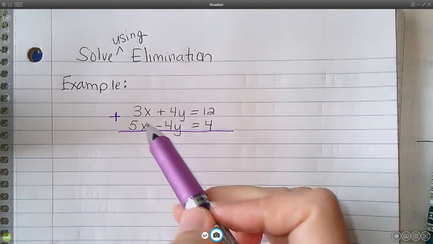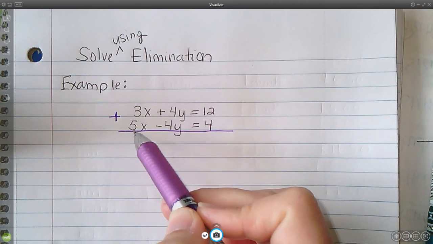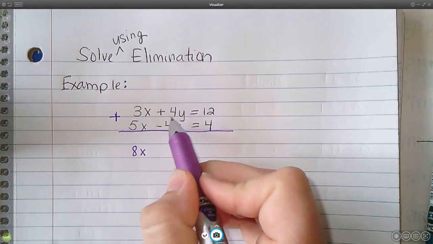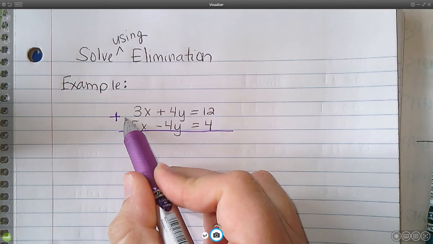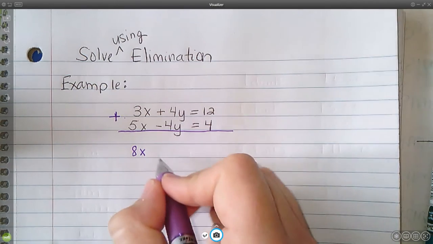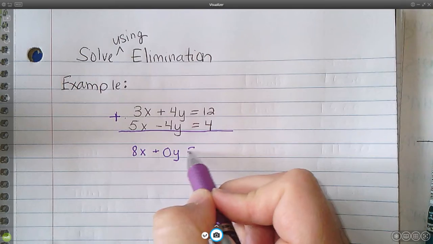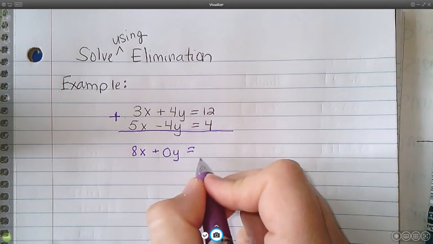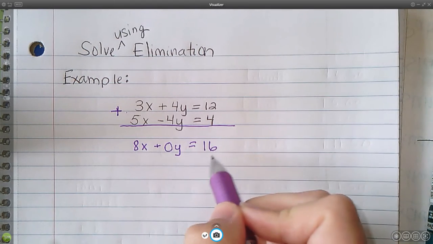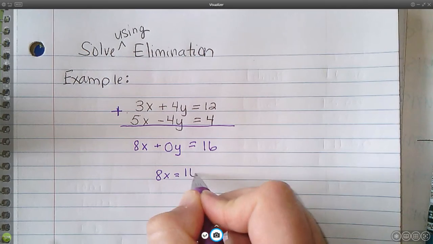All right, so if I add 3x plus 5x, I get 8x. If I add 4y plus a negative 4y, well, that's just 0y. And if I add 12 plus 4, I get 16. So now I have 8x equals 16.